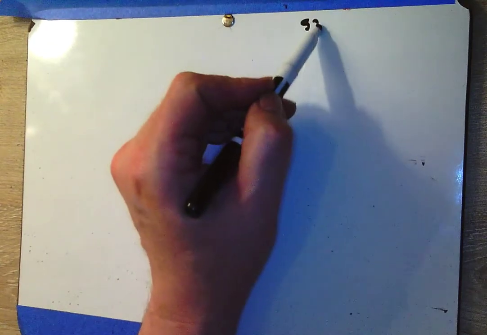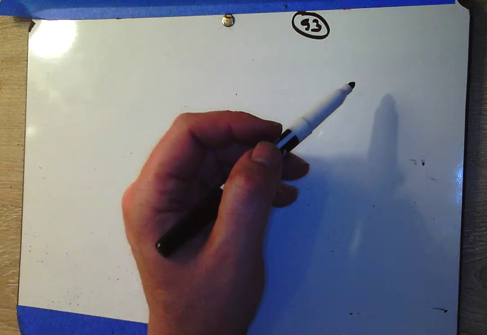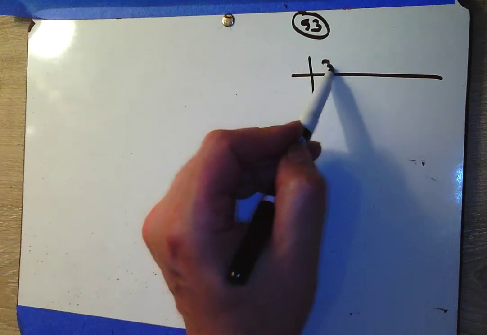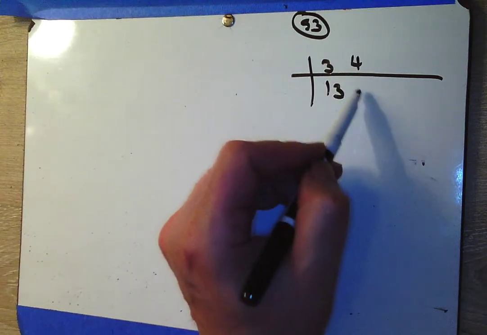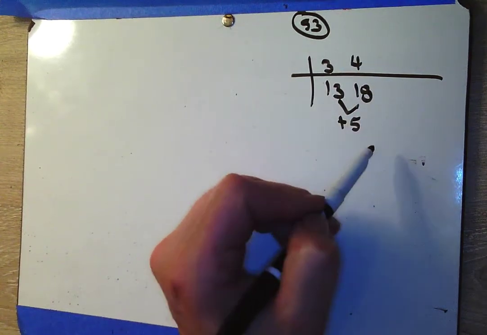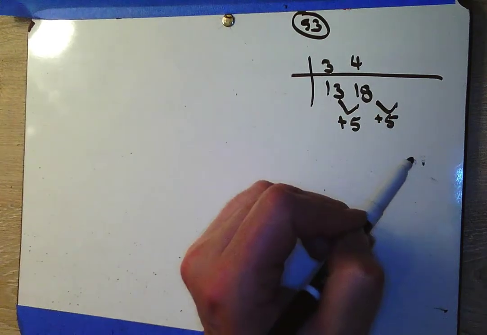53. The third and fourth terms of an arithmetic sequence are 13 and 18. What is the 50th term? Well, we could do this like one of the pattern problems we did recently. The third term is 13. The fourth term is 18. This went up by 5. In an arithmetic sequence, they always go up by the same amount.